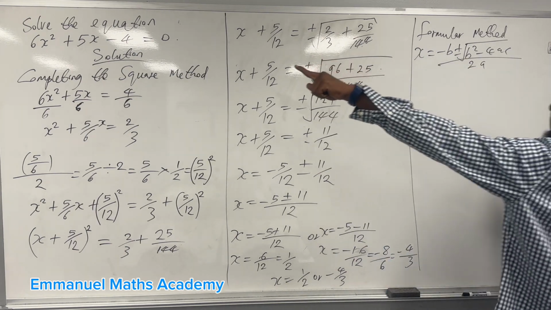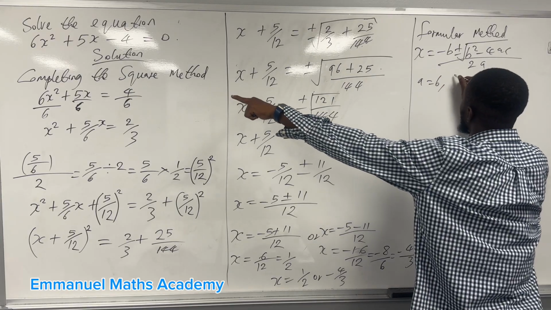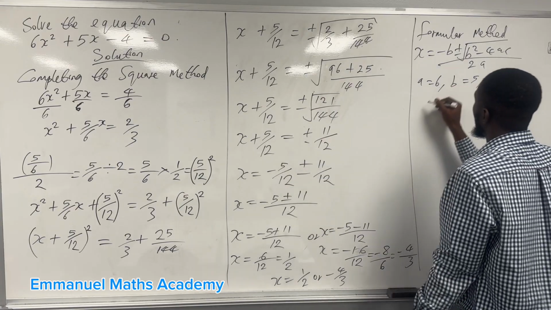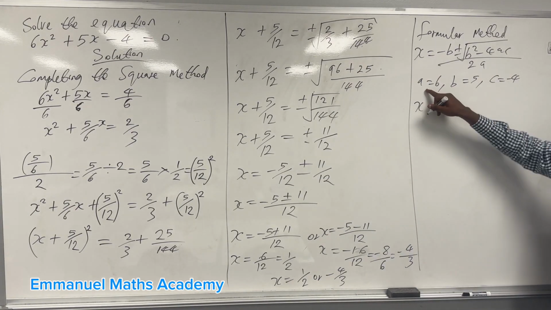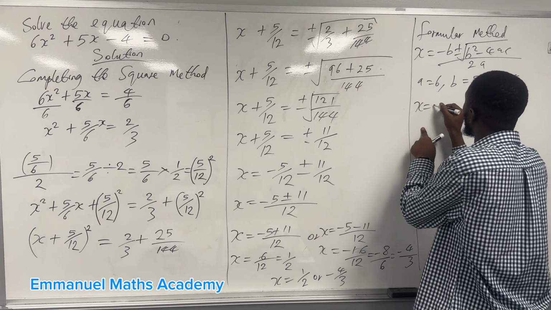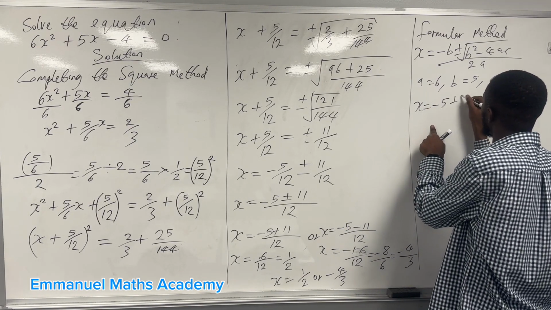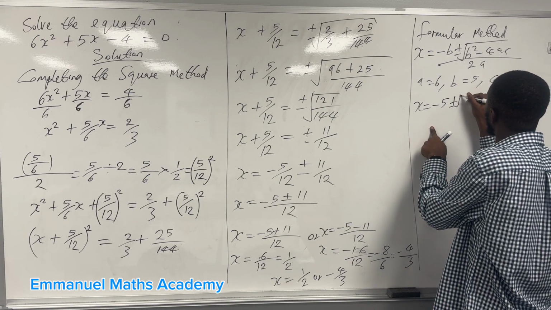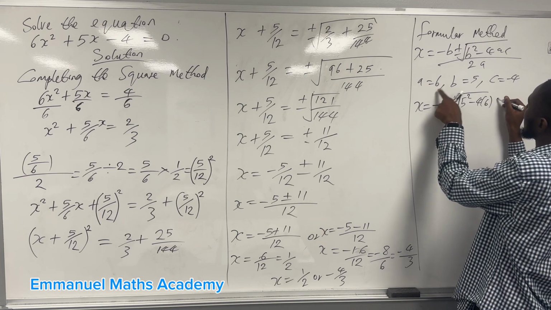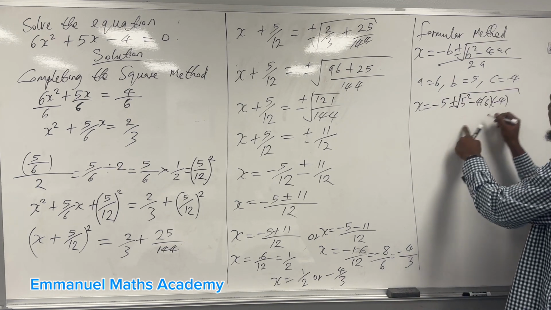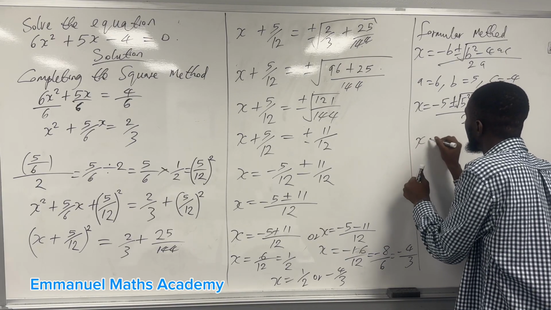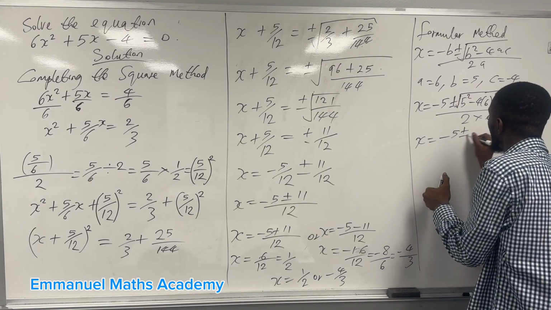What's our a? From there, a is 6. B is what? 5. And c is what? Minus 4. From this formula, we'll be plugging in the values of a, b, and c and we simplify. That's all. Minus, what's our b? Our b is 5, plus or minus b squared, which is 5 squared, minus 4. A is what? 6. C is what? Minus 4. Right? All over 2 times a. X is equal to minus 5 plus or minus.